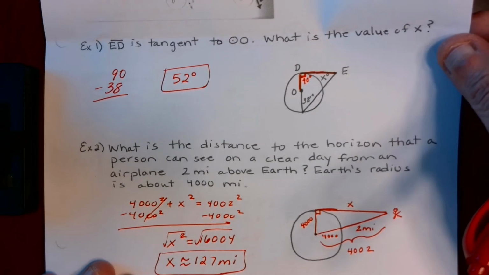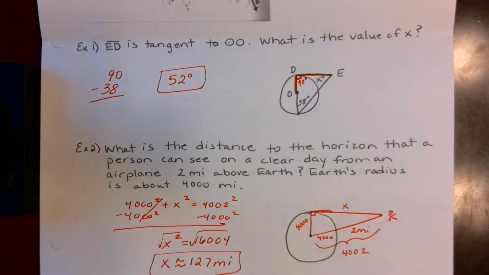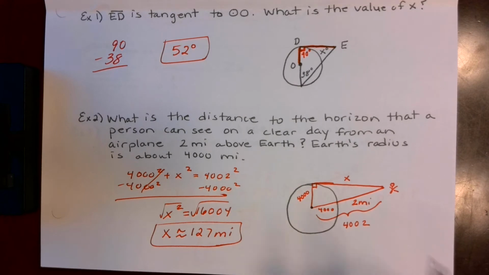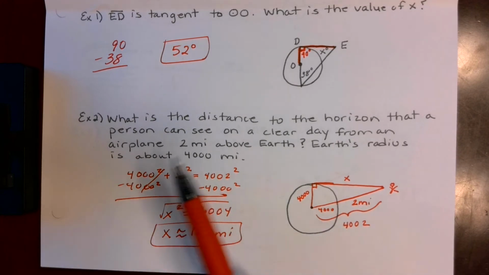This one is probably a little more difficult, just because you've got to wrap your head around how to draw the picture. So what is the distance to the horizon that a person can see on a clear day from an airplane 2 miles above Earth? Earth's radius is about 4,000 miles. Okay.